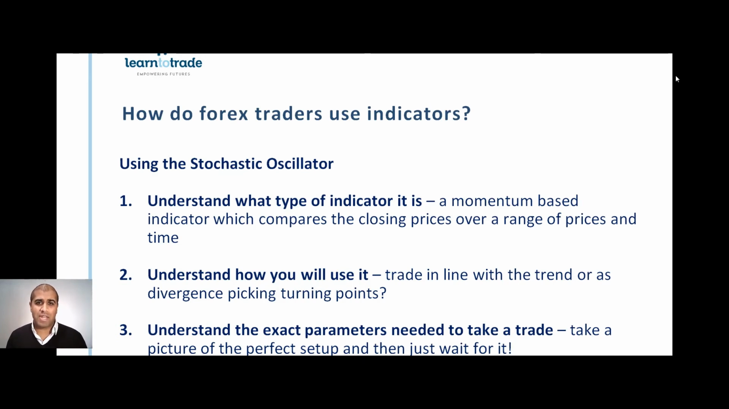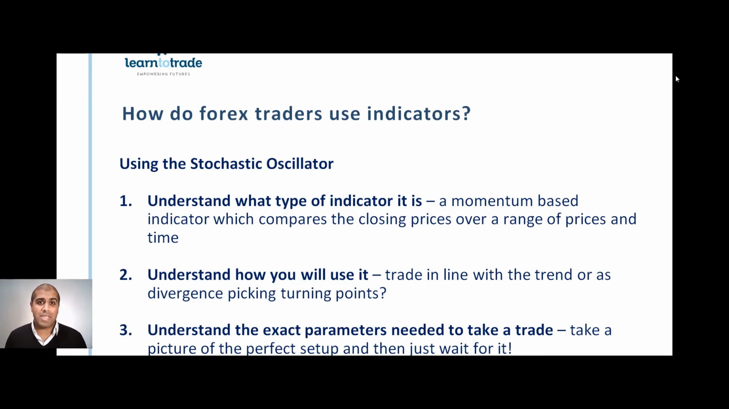If you first started out trading, it's going to be very difficult to do both at the same time. Stick to one style. The third thing about the Stochastic Oscillator is that you need to understand the exact parameters needed to take a trade. And the best thing to do here is to look back historically and find the best examples of using the Stochastic Oscillator alongside your rules that you currently have, and take snapshots of that, take pictures. And simply your job as a trader is to recognize that picture again, look for repeated patterns. Makes your life a lot easier.